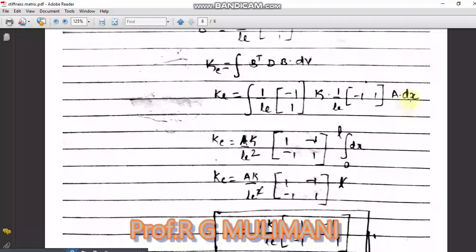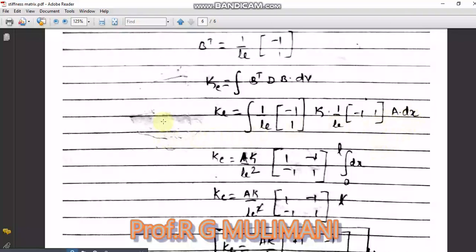For the integration of dx, the element varies between 0 to L. The integration of dx is x, then applying the upper limit it is L, applying the lower limit it is 0. So the integration of dx between 0 and L is L. L divided by LE square, so one L gets cancelled, so we get AK by L times [1 minus 1; minus 1 1].